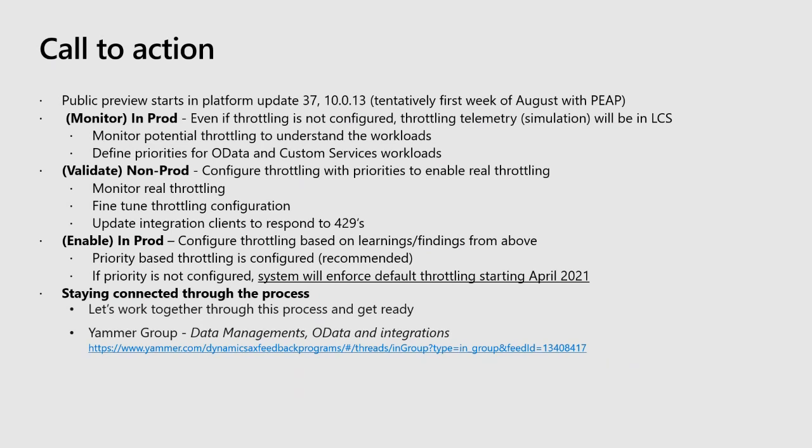However, from a planning perspective, how can one plan to enable throttling in production? The first step, once platform update 37 is in production, is to start monitoring the workloads and understanding the workload patterns using the report in LCS that Haytham showed. There is no throttling at this point in time, and things continue to be the way they are, but there is a report available in LCS that you can think of as a simulation report. It shows, if throttling were enabled, how throttling would have happened, which requests would have been throttled, and which would have gone through. So that report becomes important as a first step for us to understand and monitor our own workloads.